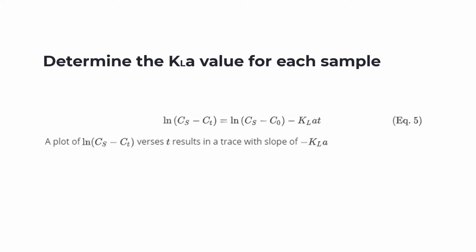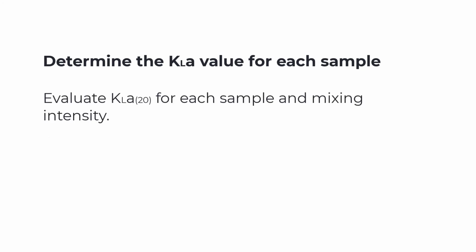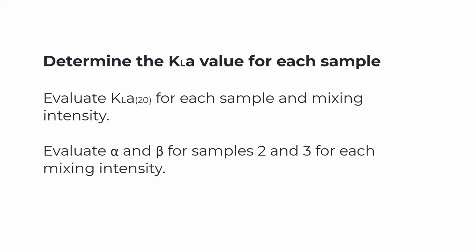Using the general relationship for gas transfer, determine the KLA value for each sample. The equation can be derived by integrating equation 1 to give the following. Evaluate the KLA 20 for each sample and mixing intensity, then evaluate alpha and beta for samples 2 and 3 for each mixing intensity.